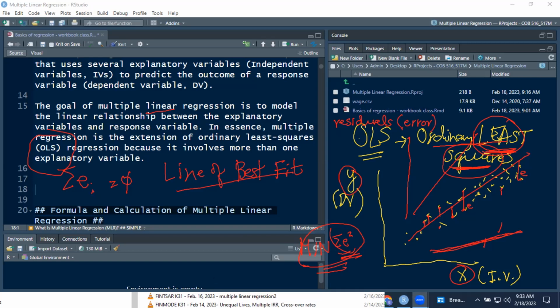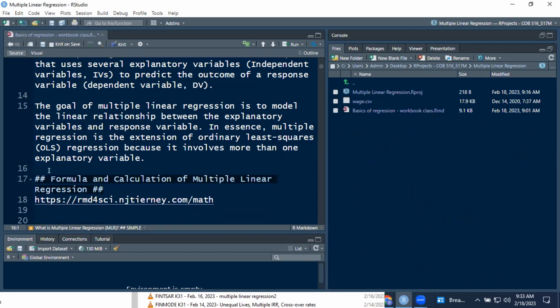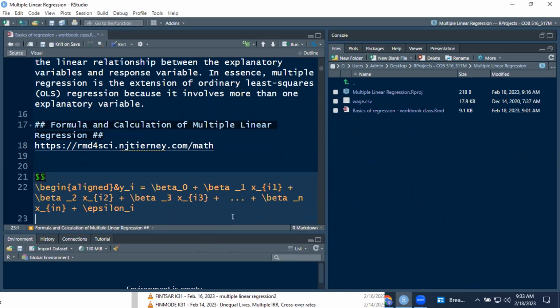All right, so let me clear the drawings now. Let me close this. Okay, so that's the method that's used. Of course, we will not go into the mathematical way of doing it. We will be using R itself in order for us to compute for this line of best fit.